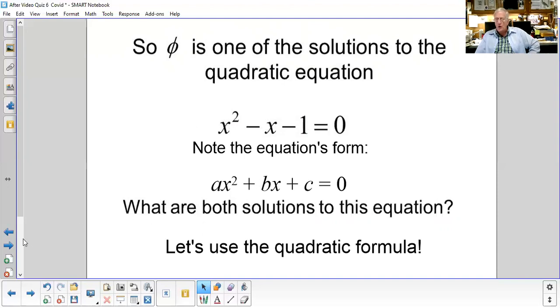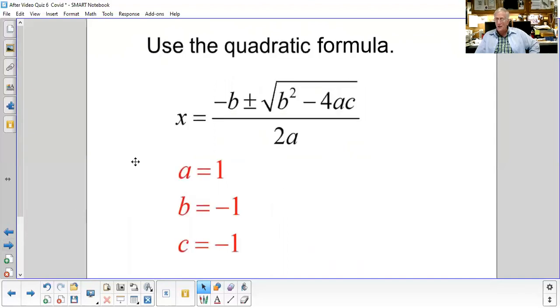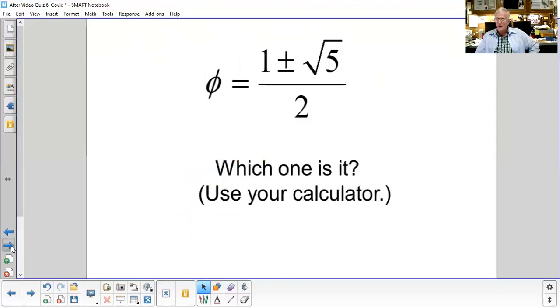And if you use the quadratic formula to figure this out, with a, b, and c, of course, a is 1, b is negative 1 here, c is negative 1 in there, okay? If you use the quadratic formula, which is this formula right here, putting a 1 in for a, negative 1 in for b, and a negative 1 in for c, you get this as a final answer. Phi is equal to 1 plus or minus the square root of 5 all over 2.